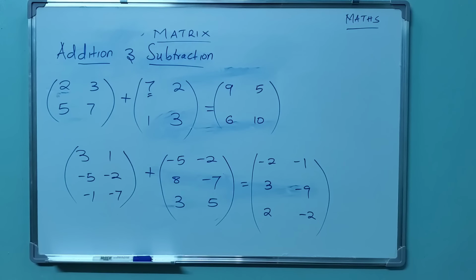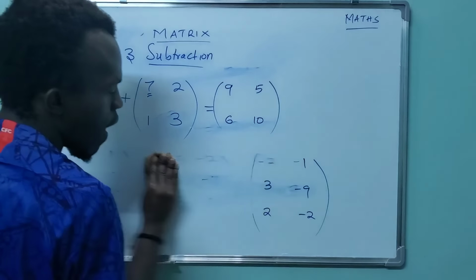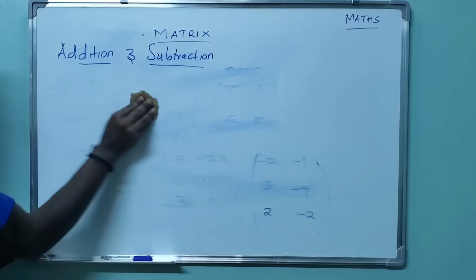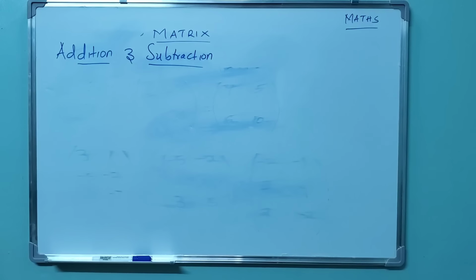What about subtraction? Let us try one example that contains subtraction. We are going to have a matrix like this. Still remember that for you to either add or subtract matrices, those matrices must have the same column and row. So the same will apply on subtraction.